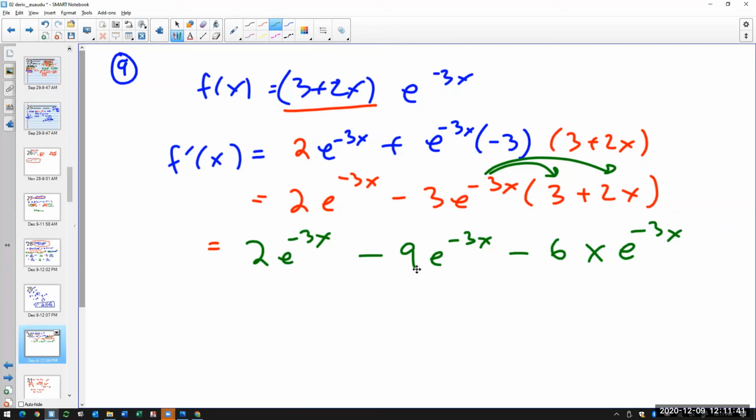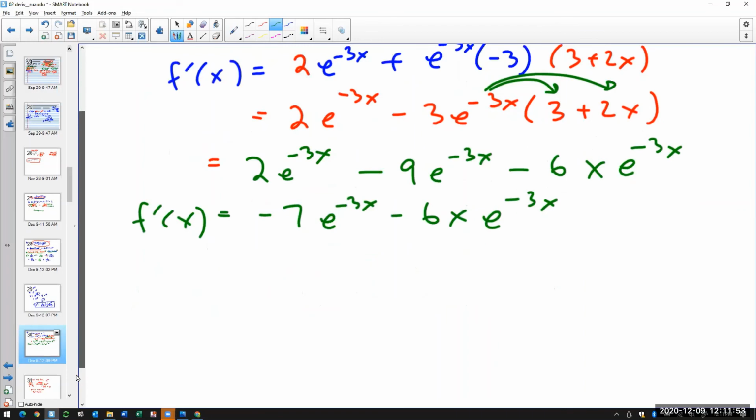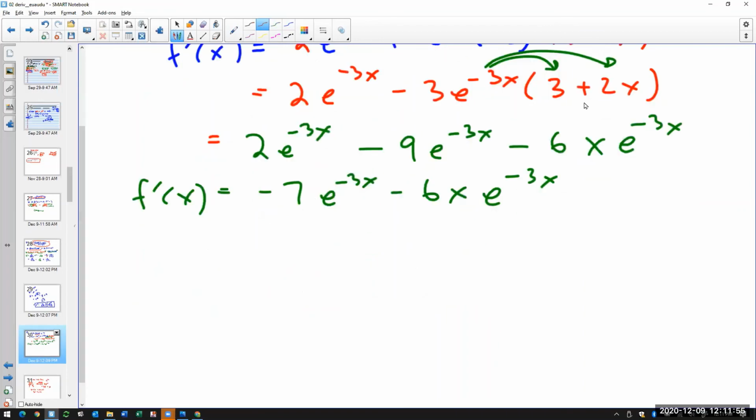Yeah, I think these first two terms combine. So it's negative 7 e to the negative 3x minus 6x e to the negative 3x. Now that's f prime. And now I'm going to take the derivative again. It's a little bit, like if I had left it up here, that might have been more work. But now I take the derivative again.